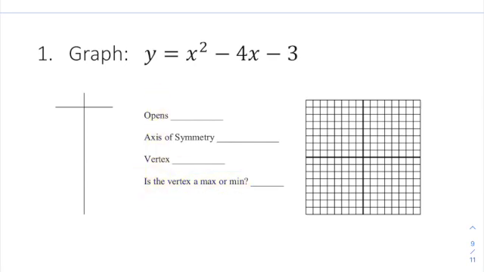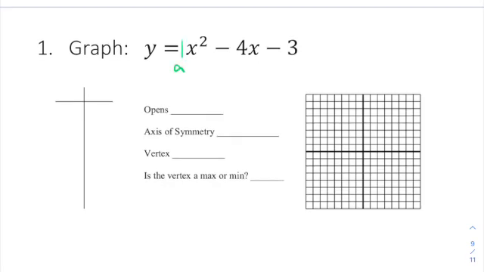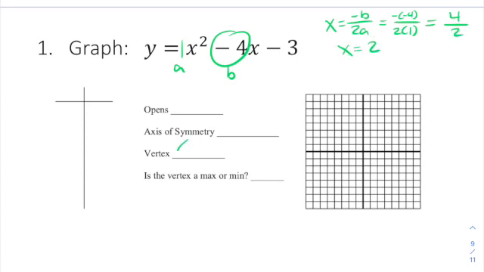My first step would always be to find the vertex. In order to find the vertex, I'm going to identify my a and my b. That's really what I need. And I'm going to use the formula x equals negative b over 2a. So pulling the 1 from a and the negative 4 from b, I get x equals negative negative 4, or positive 4, over 2 times 1, 2. That gives me x equals 2. That is the x coordinate of my vertex, which also happens to be the axis of symmetry. Remember, whatever the x coordinate is, that's our axis of symmetry.